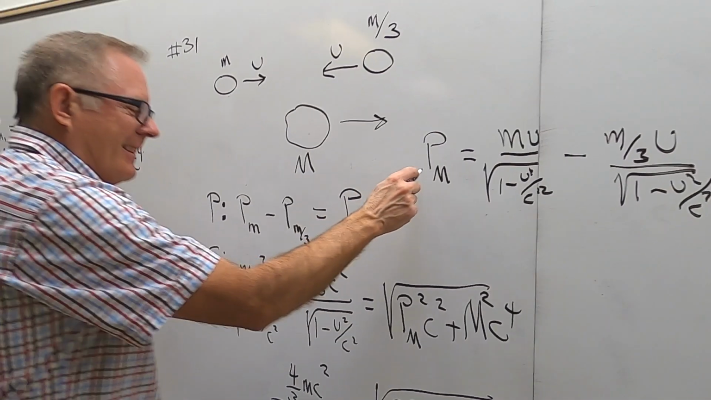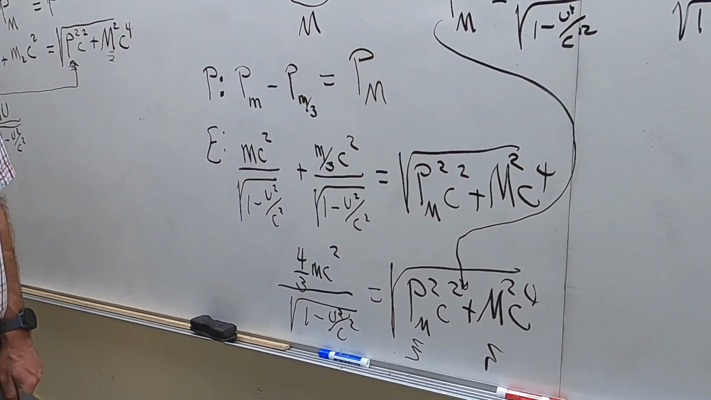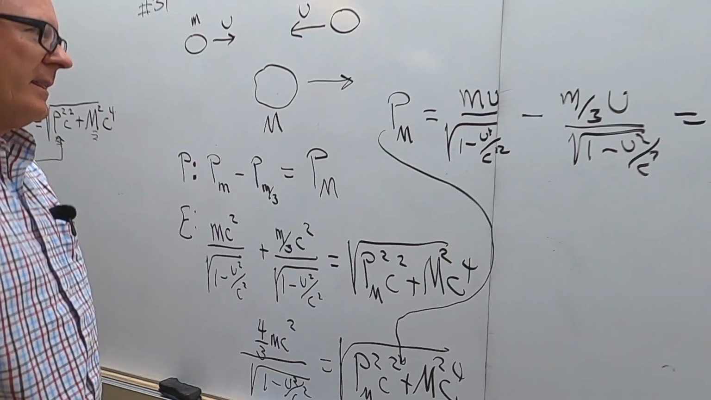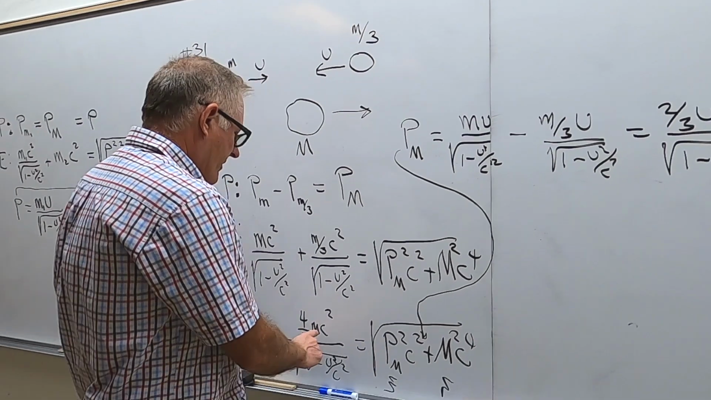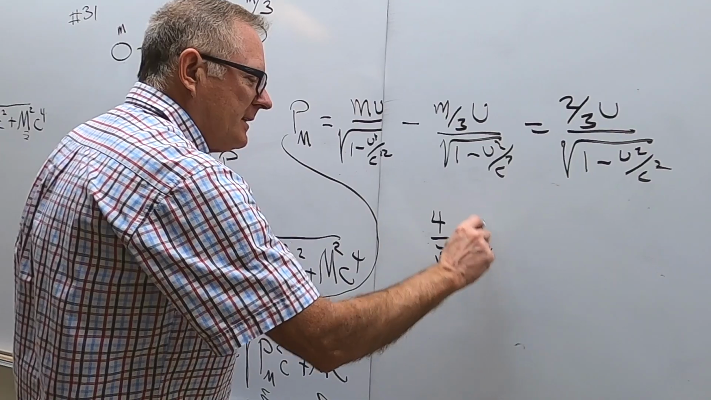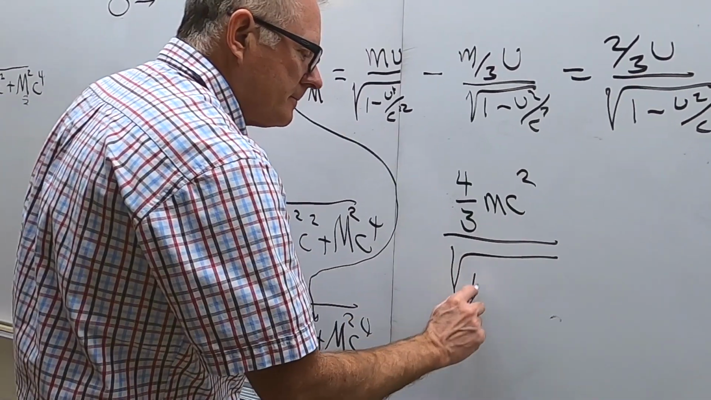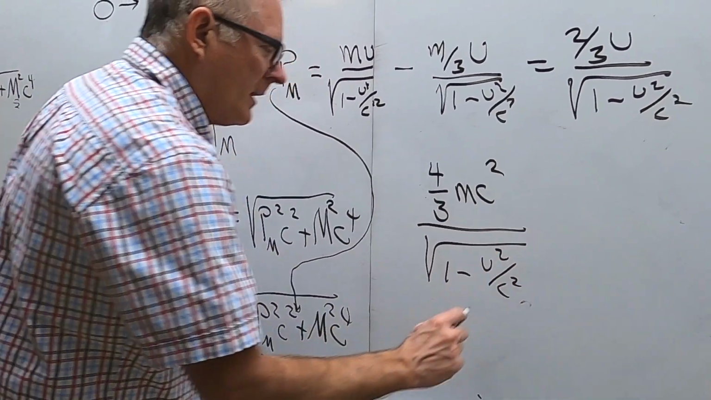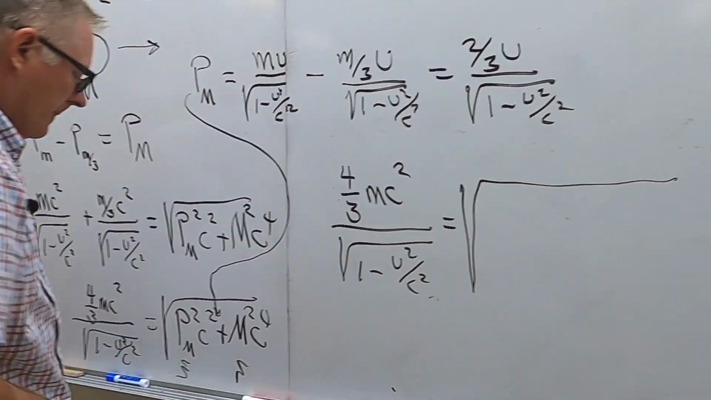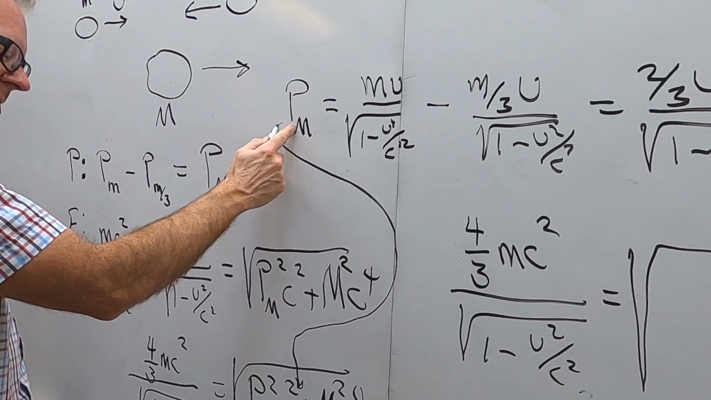Okay, I'll just take that and we'll put it right down into here. So we end up with 4/3 mc squared over the square root of 1 minus u squared over c squared, equals the square root of this squared times c squared.